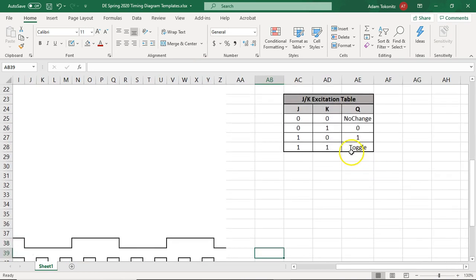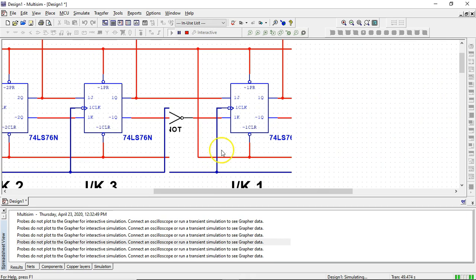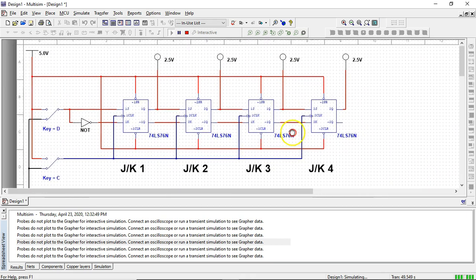We don't want Q to toggle here. We don't want Q to undergo a no change here. We don't care about these two scenarios. What we care about is when J is 0 and K is 1, I need to set my output, my Q, to 0. And when J is 1 and K is 0, I need to set my output to 1. And that is how a shift register works. It looks at the unique values of Q to assign the inputs and outputs of each and every single flip-flop.